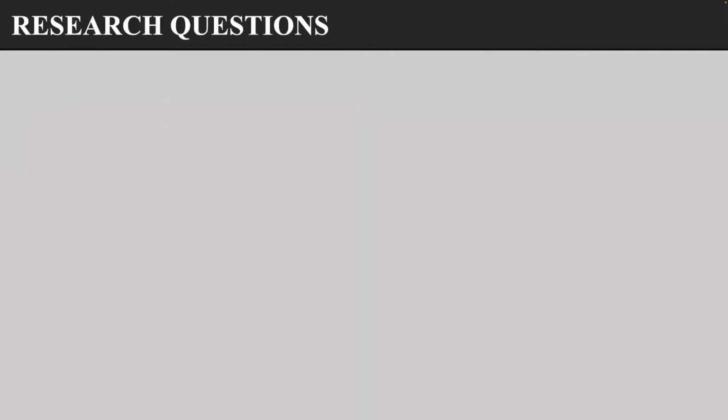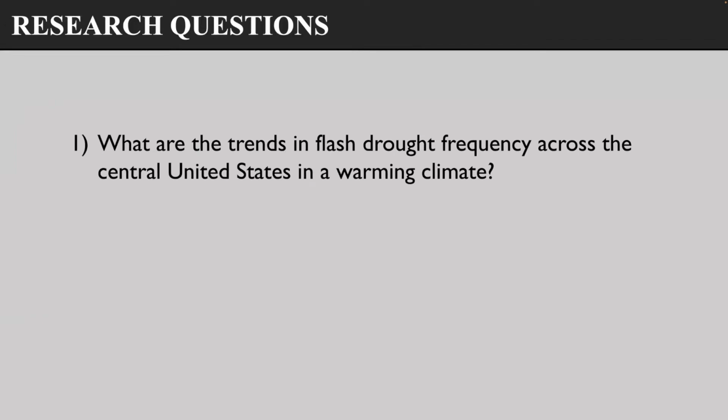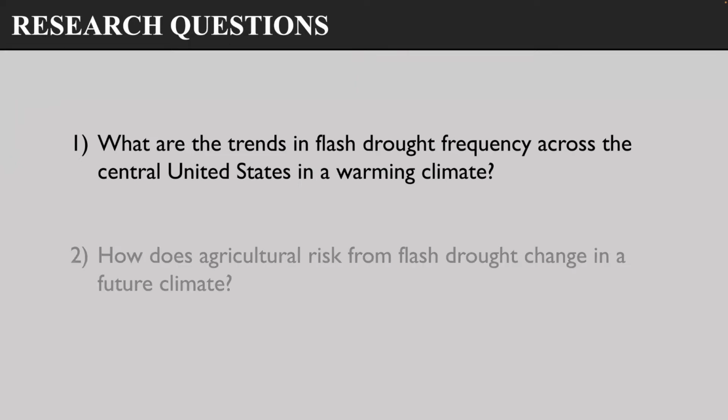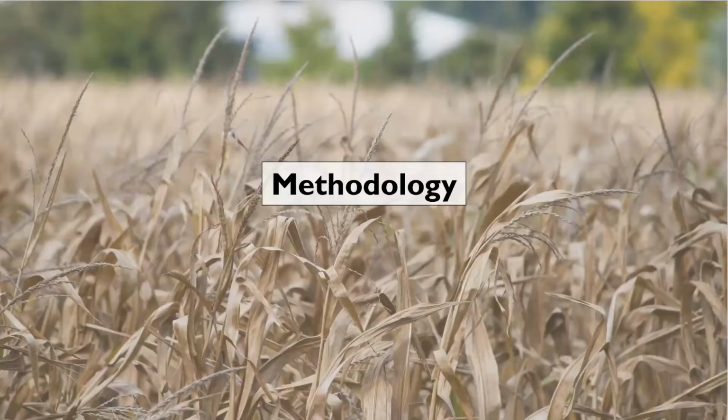So specifically for the presentation today, I'm going to be focusing on 2 different research questions. The first one is, what types of trends or changes do we see in the flash drought frequency across the United States? And then secondly, how does the agricultural risk change from flash droughts in a future climate? And we'll be looking at that today with various scenarios.